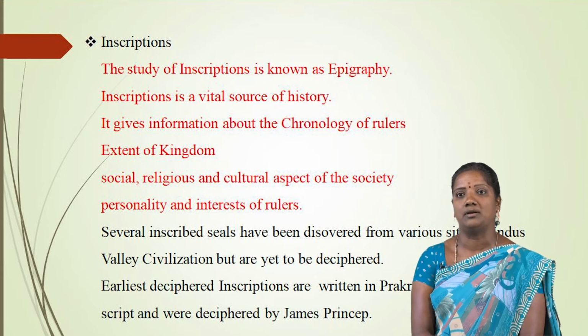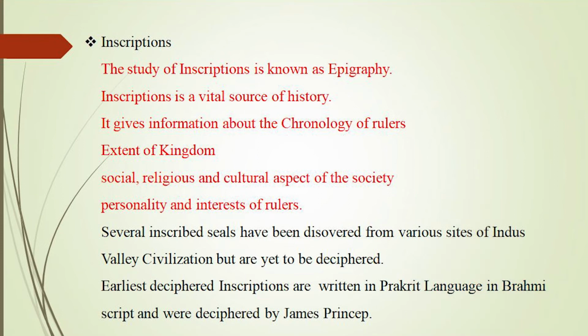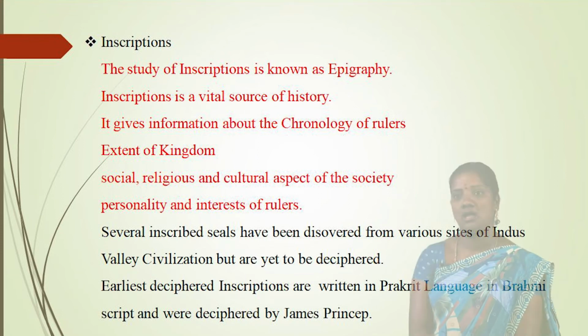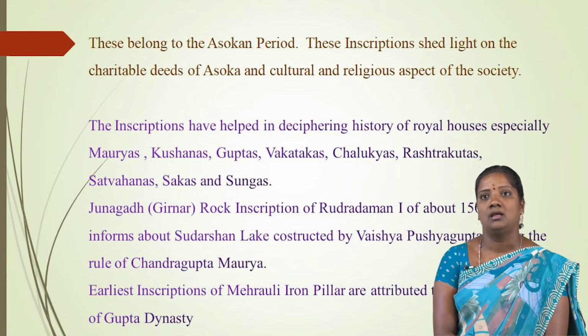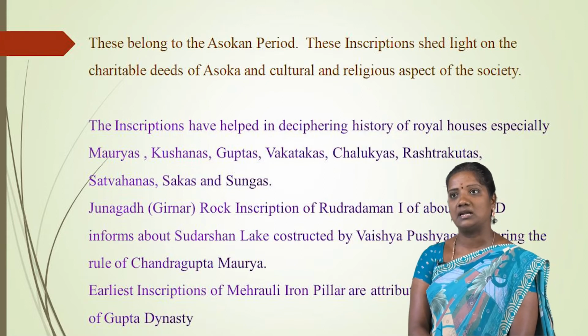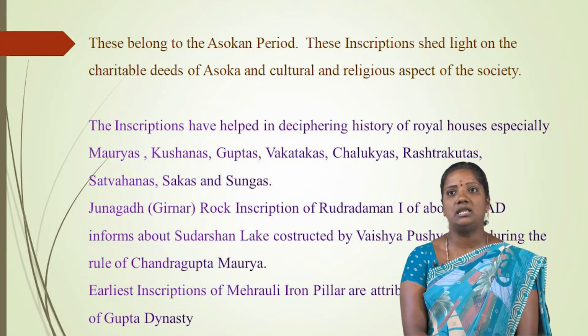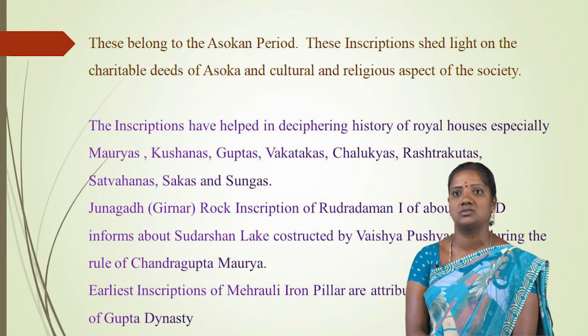Several inscribed seals have been discovered from various sites of the Indus Valley civilization but are yet to be deciphered. The earliest deciphered inscriptions are written in the Prakrit language in Brahmi script and were deciphered by James Prinsep. These belong to the Asokan period. These inscriptions shed light on the charitable deeds of Asoka and the cultural and religious aspects of the society.